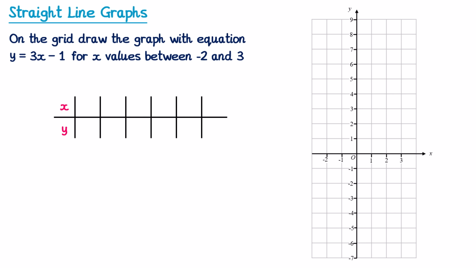The x values are usually given in the question, and you can see in this one it says x values go between -2 and 3. So we're going to write down all of the whole numbers from -2 to 3. So -2, -1, 0, 1, 2, and 3.